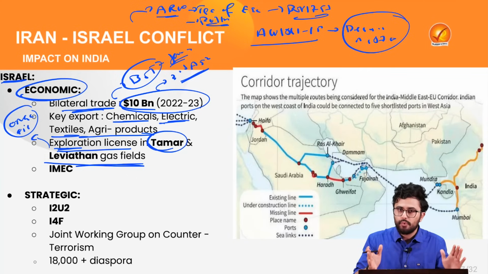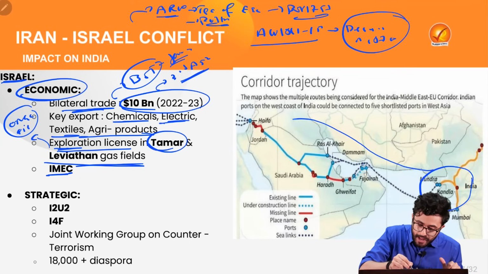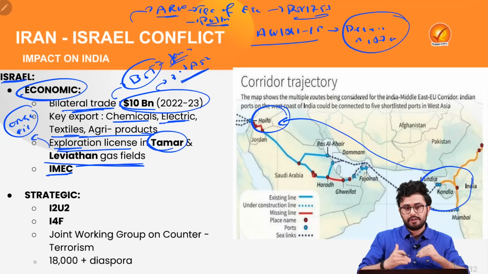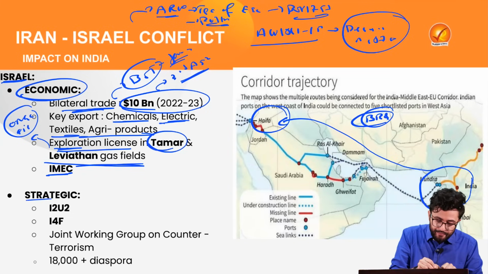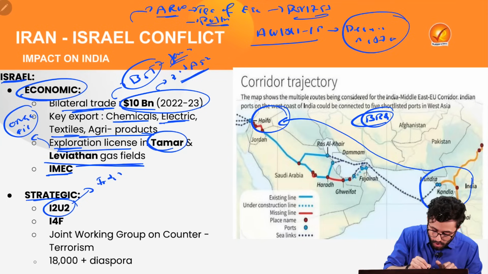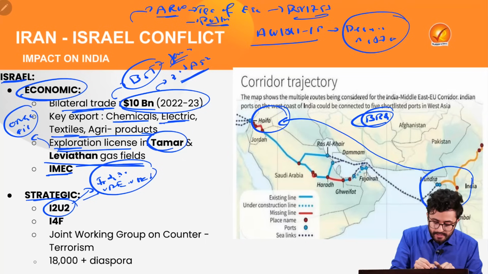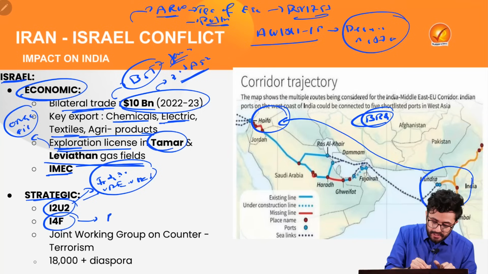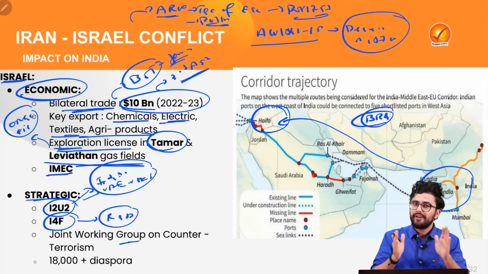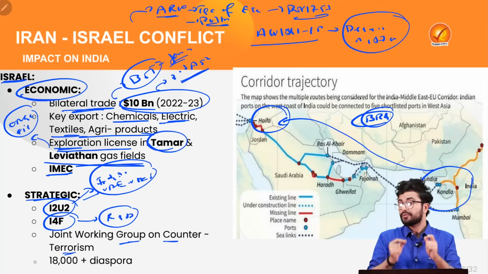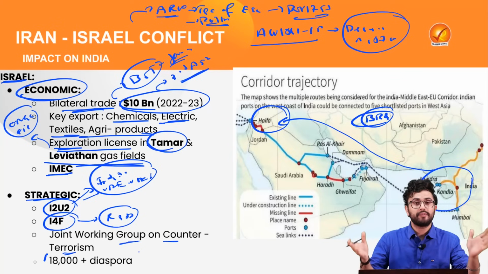Also, Israel plays a key role in the formalization of the India-Middle East-Europe corridor, through which India aims to get access to Eastern European markets and form a counterbalance to China's Belt and Road Initiative. Also, we share strategic ties with Israel, where we have recently formed the I2U2 grouping, or India-Israel-UAE-USA grouping, to ensure regional stability. Then India and Israel together have launched an innovation fund to increase research and development in various emerging fields of technology. Also, India and Israel have formed a joint working group on counter-terrorism, and keep this in mind that more than 18,000 Indian diaspora live in Israel at this moment, and they are very prone to the effects of the ongoing conflict.